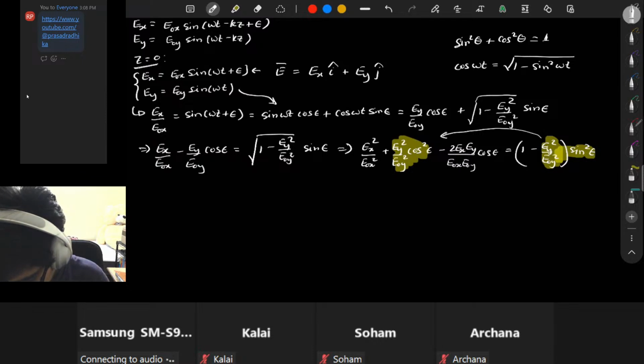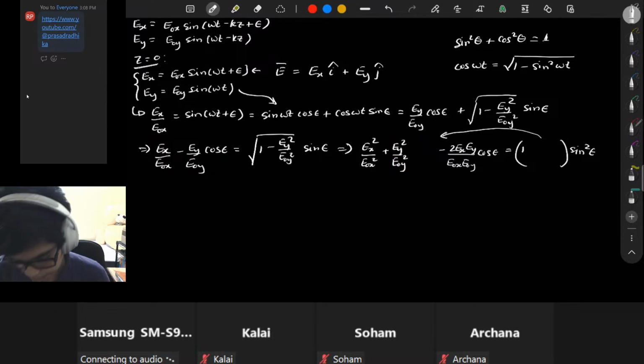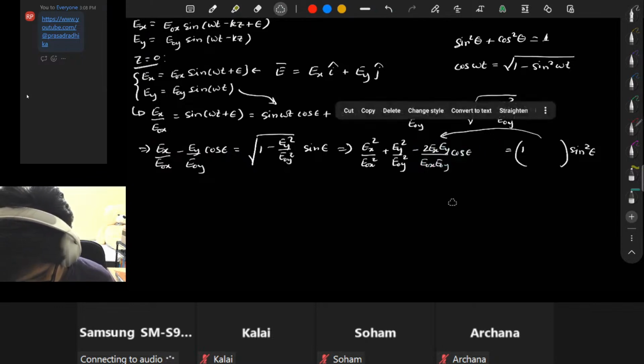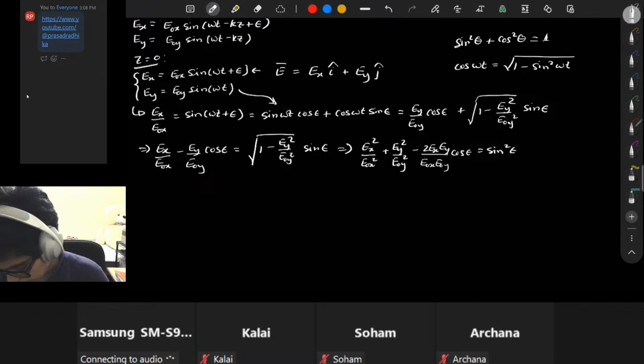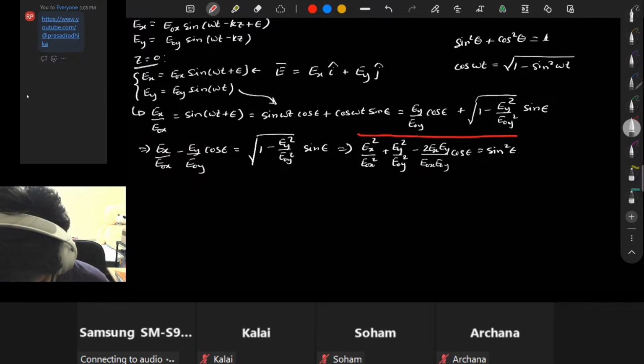So let me just rearrange it. Let me remove this term from here and combine it over here, so that will just give me Ey squared over E naught y squared. And let me just shift this to the left side. And on the right hand side, we have simply sine squared epsilon. So let me bring that here. Equals sine squared epsilon. Now this is the most general form of an ellipse.